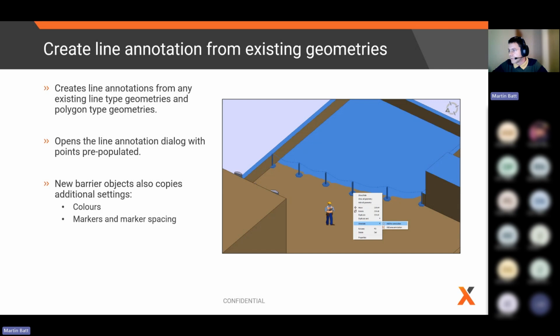that was created before. The nice thing with the barrier feature as well is there are some other settings that are also copied from this. For example, the color: if you have your barriers set to, for example, "to be removed", which is then associated with a red color, that will also copy that color over to the line annotation, as well as the markers and the marker spacing.